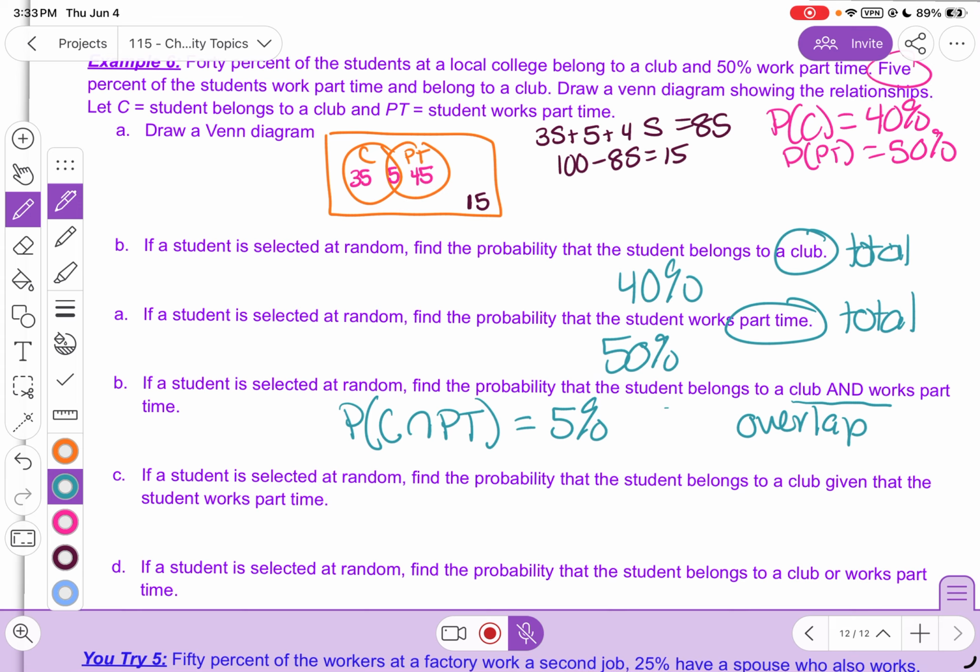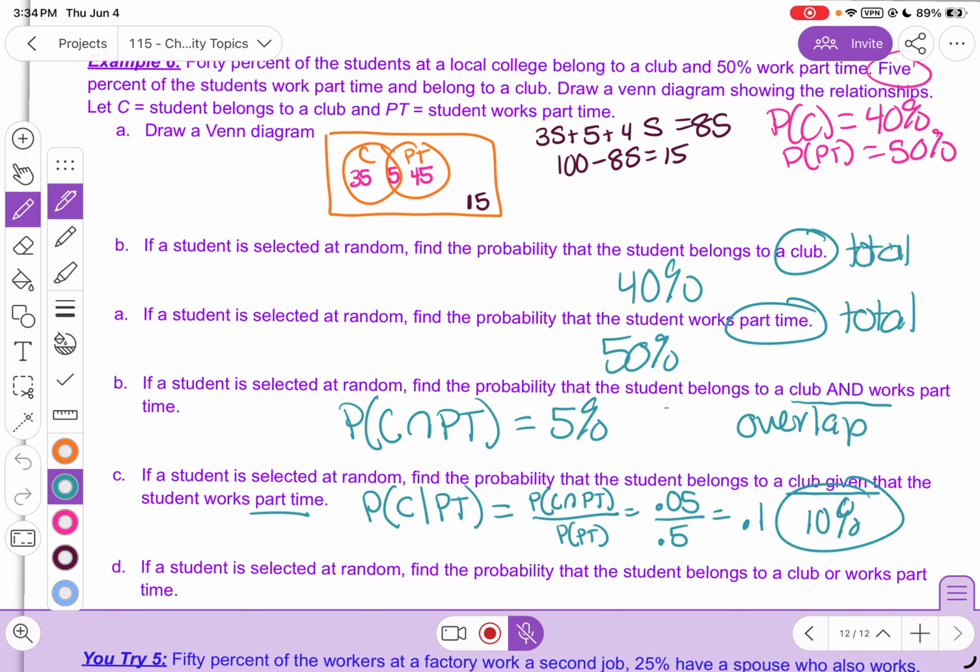If a student is selected at random, find the probability they belong to a club given they work part-time. So club given part-time. So on top, you put club and part-time. So that's your 5%. On the bottom, you put part-time, which we said was 50%. And then we divide those. 0.05 divided by 0.5 is 0.1 or 10%.